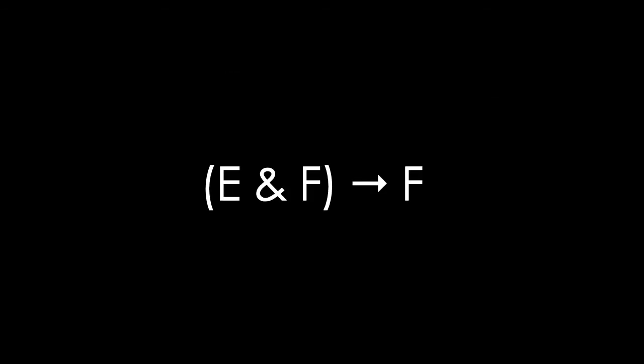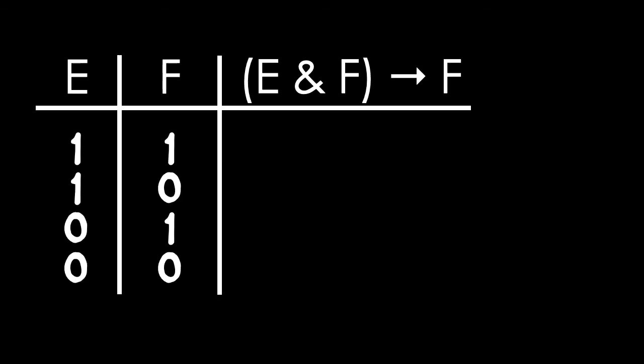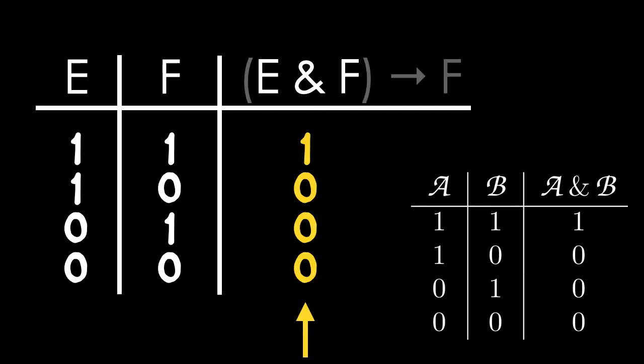Now consider this sentence: if E and F, then F. Again, whether it's true or false depends on the truth value of its atomic parts. But here we have two atomic parts. We've got E and we've got F. There are two sentence letters and 4 possible combinations. We start by figuring out the value for E and F. And because of the way we've set up the table, it looks exactly like the characteristic truth table for conjunction.